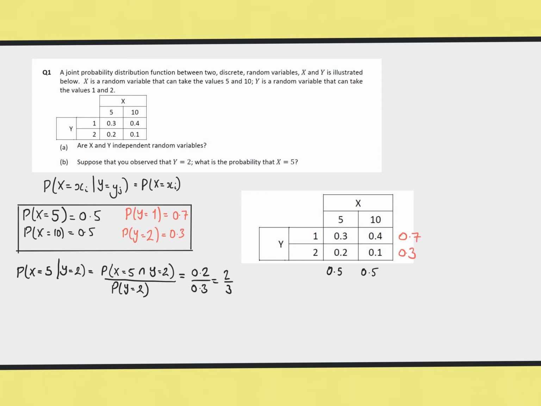So this is the conditional probability that x is equal to 5 given y is equal to 2, but we know that the unconditional probability that x is equal to 5 is equal to 0.5, which is not equal to 2/3. So therefore, x and y are not independent.